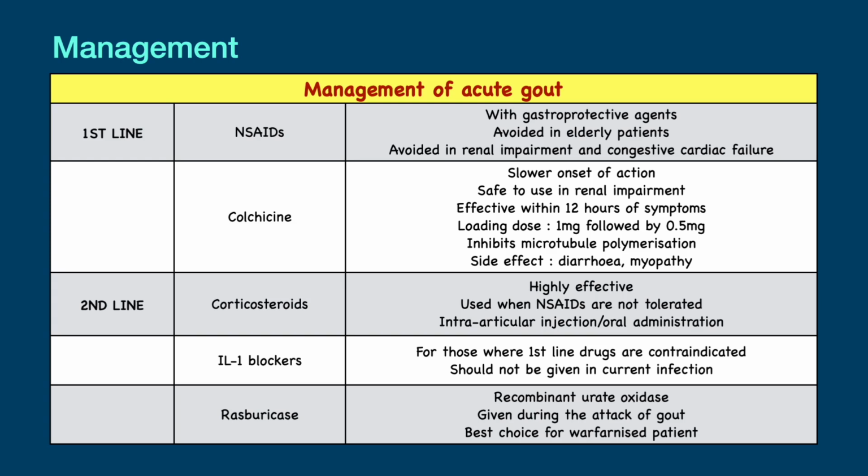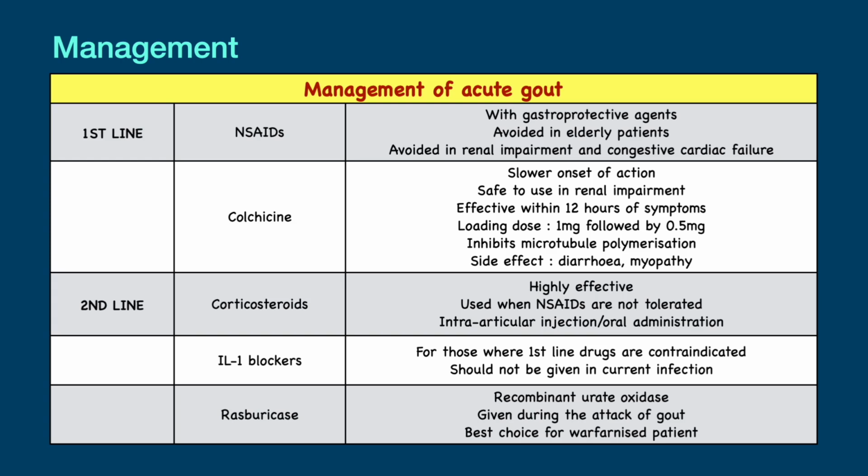NSAIDs should be avoided in impaired renal function and congestive cardiac failure. Colchicine is the next drug that we'll be discussing. It has a slower onset of action. It's safe to use in renal impairment. It's effective when given within 12 hours of symptom onset at a loading dose of 1 mg, followed 1 hour later by 0.5 mg on day 1.